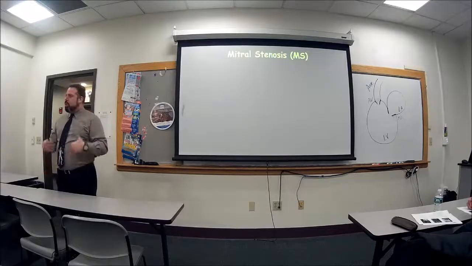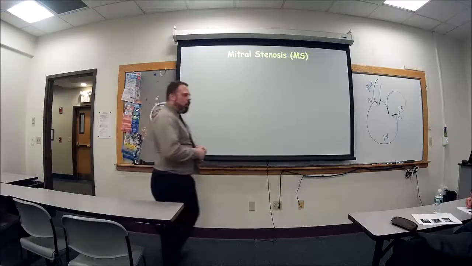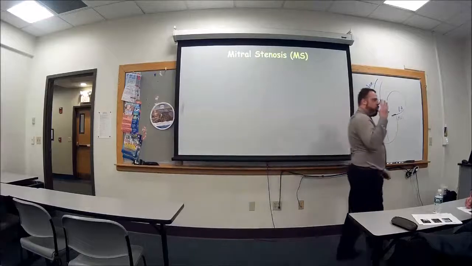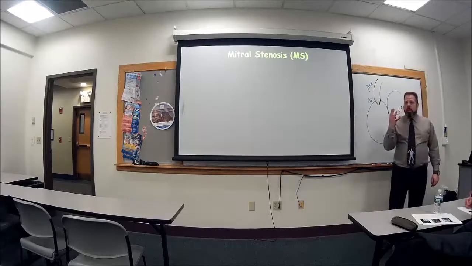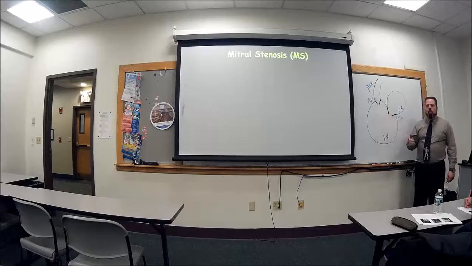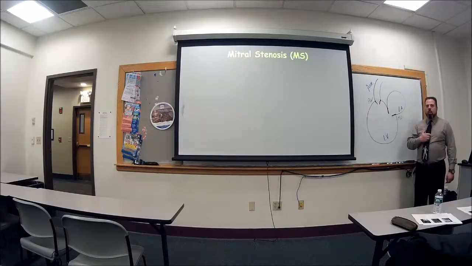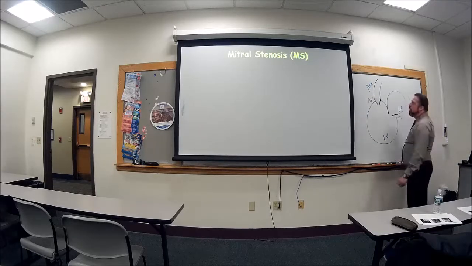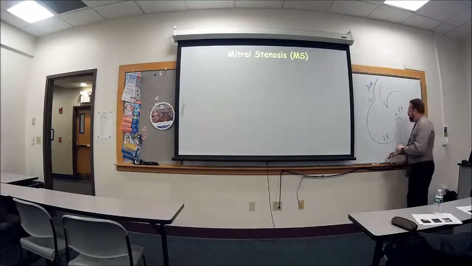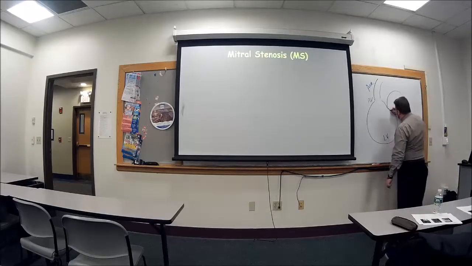So that's the background. That's the overview of the valvular diseases. Now we're going to go through 4 of them, and we kind of mentioned a little bit here. So there's mitral stenosis, aortic stenosis, mitral regurgitation, and aortic regurgitation. It'll make sense what each one of these are. Mitral stenosis is going to be this.